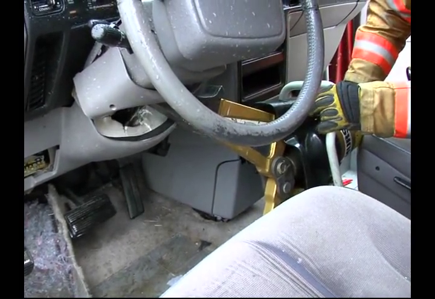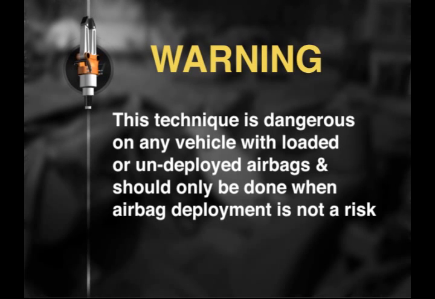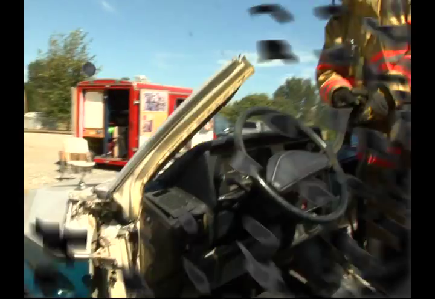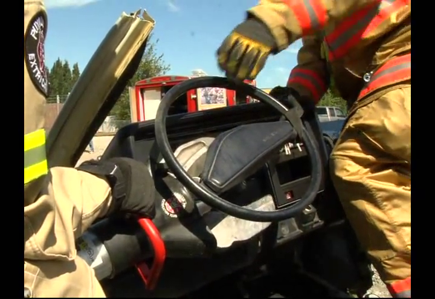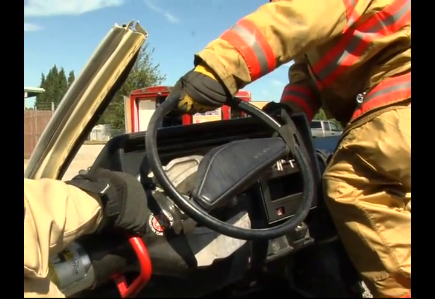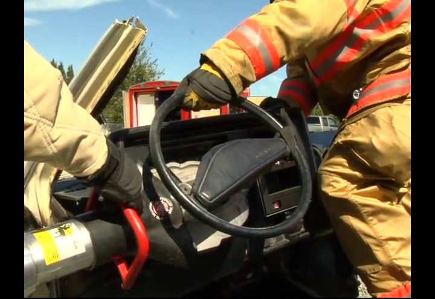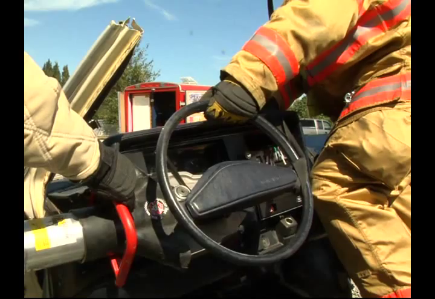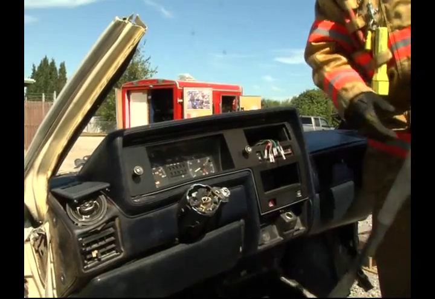back onto the patient. An alternative to pulling the column is to cut it free from the vehicle. This technique is dangerous on any vehicle with airbags and should only be done when airbag deployment is not a risk. The most effective tool to use for this cut is the hydraulic cutters. Operate the cutters normally, cutting the column until it is severed or weakened enough to be moved away from the patient. A second responder should steadily pull the column up and away from the patient as the first responder is cutting. This will help the column to bend toward the windshield and release straight up when the cut is complete.